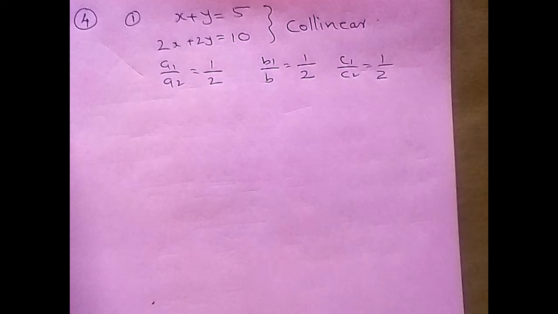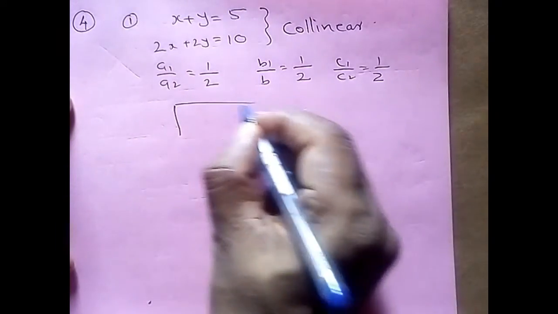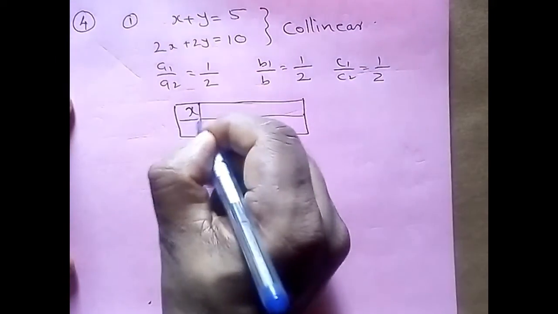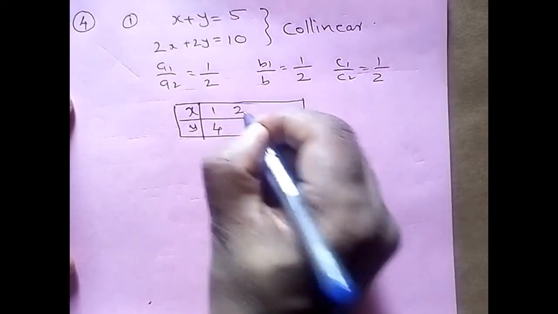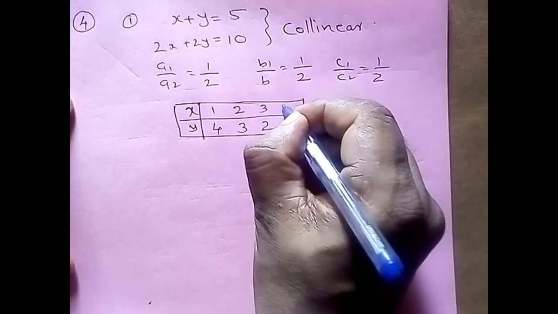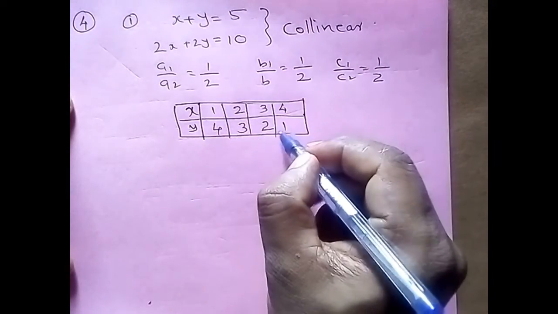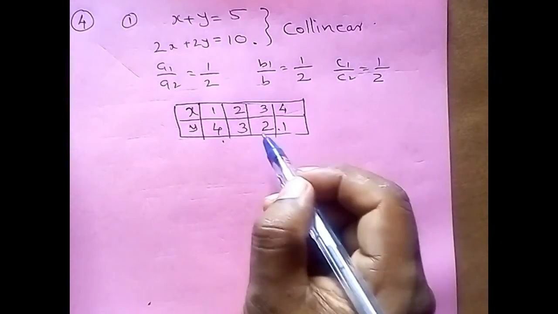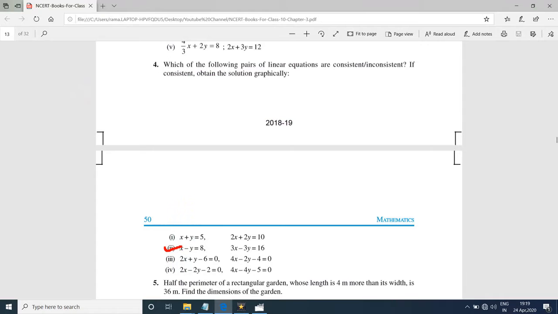Hence they will have infinitely many solutions. To get the graph, actually you can tabulate them. X, y: x is 1, y is equal to 4; x is 2, y is equal to 3; x is 3, y is equal to 2; x is equal to 4, y is equal to 1. We will get the same tabulation for the second equation also. So you can draw a single line that will represent both these lines. That graphical part I am leaving to you.